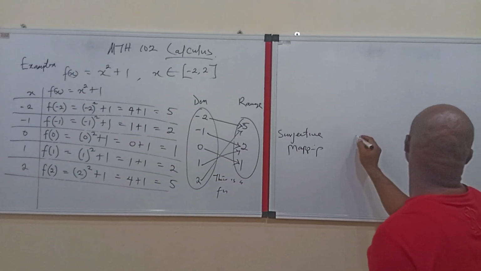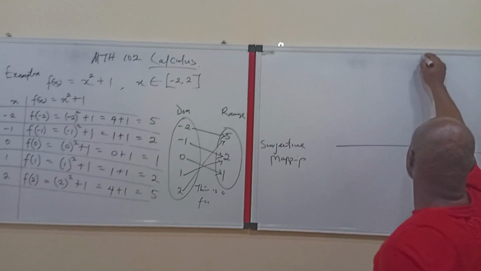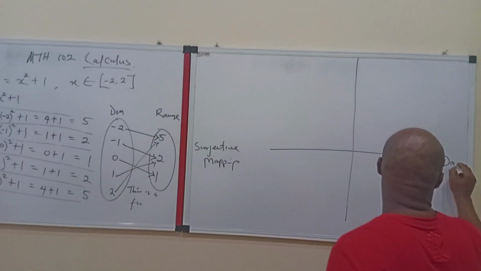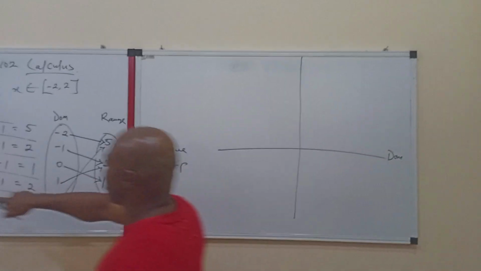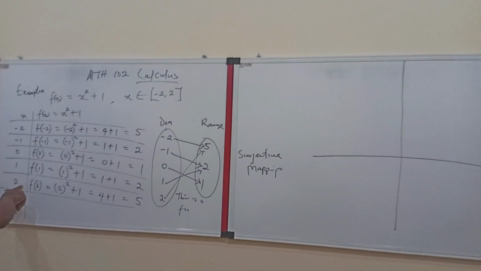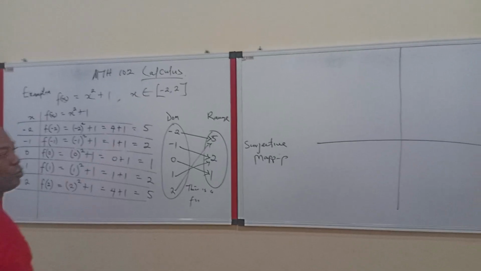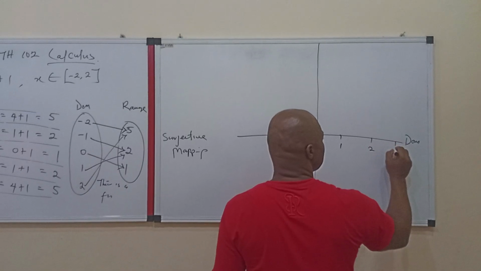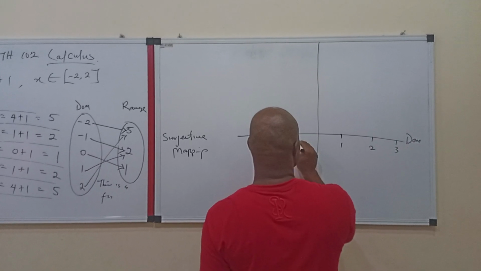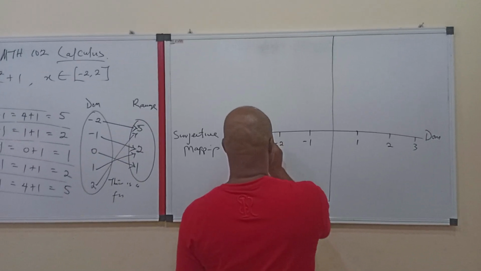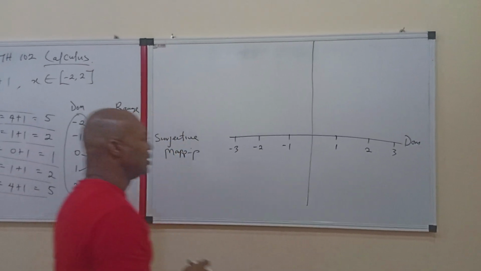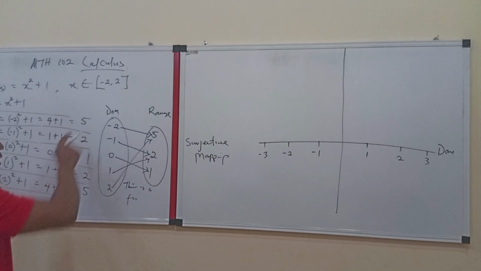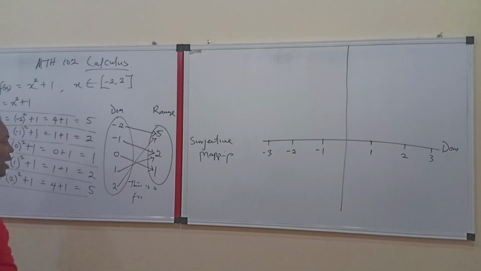If we want to plot the graph of this one, we do like this. This x side will be the domain side. For the domain side, what do we have? The highest number we have is 2. The smallest number we have is -2. So from here to here, if we say this is 1, here is 2, here is 3, we have covered it. Here and here is -1, here is -2, here is -3. We have covered this domain side. Now for this range side, if you look, the biggest number is 5, and the smallest number is 1.